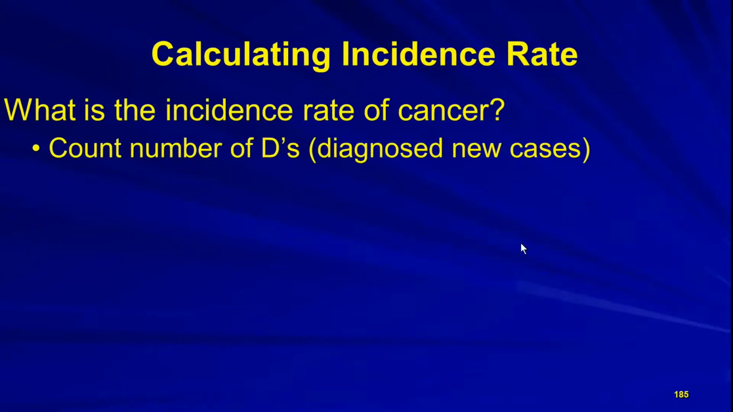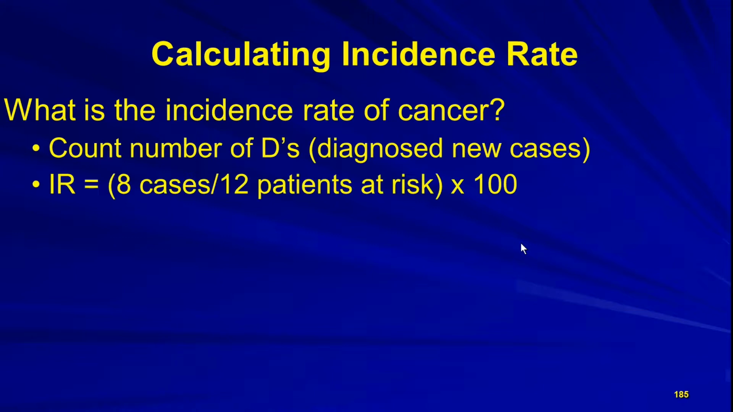So the number of D's in this particular case was how many? We said it was 8. And the population at large was 12 patients that were at risk. So of those 12 patients, only 8 of them were diagnosed as having a new disease.